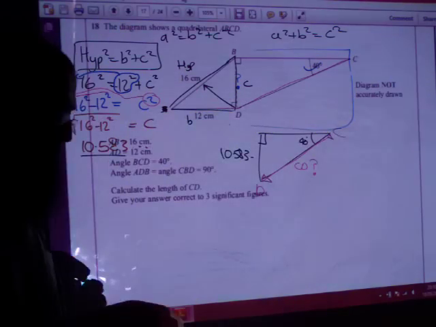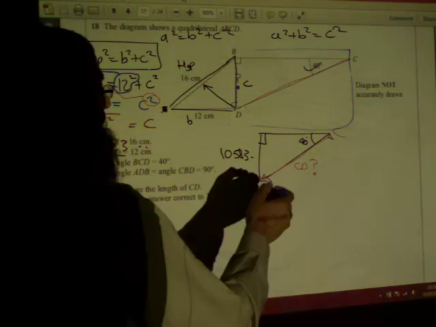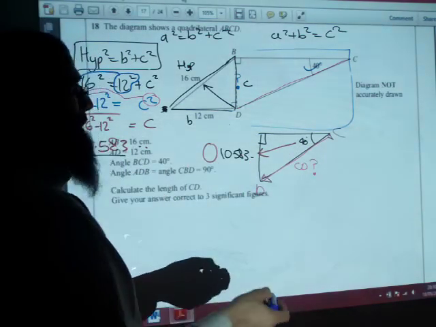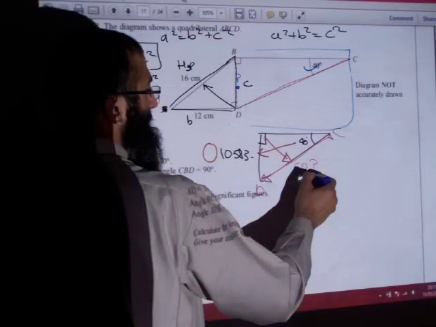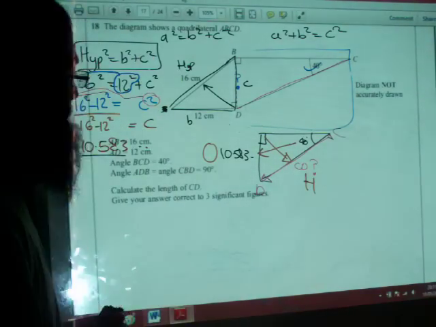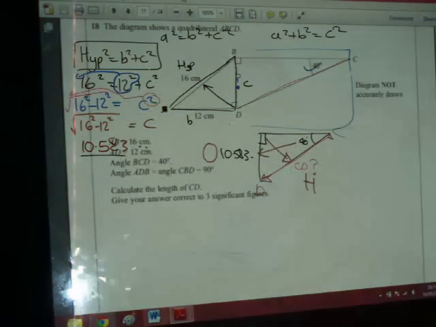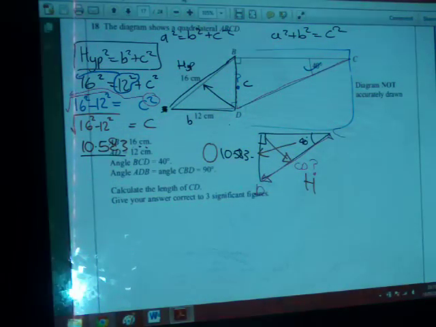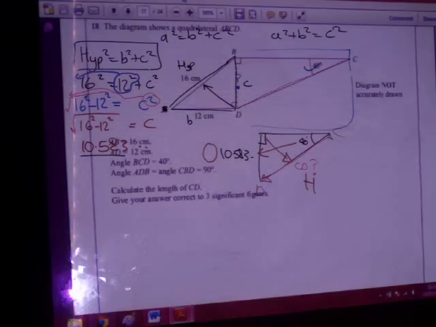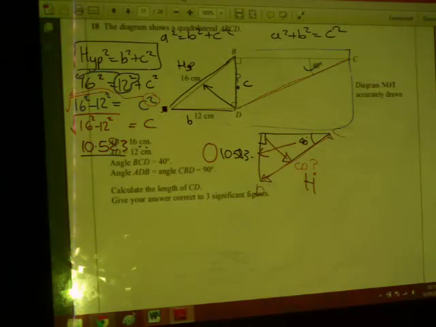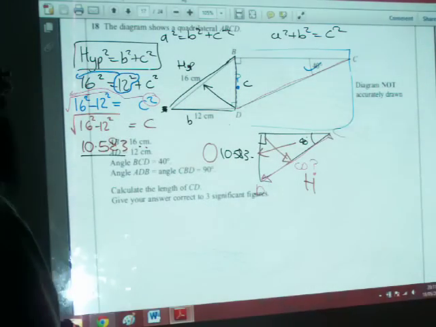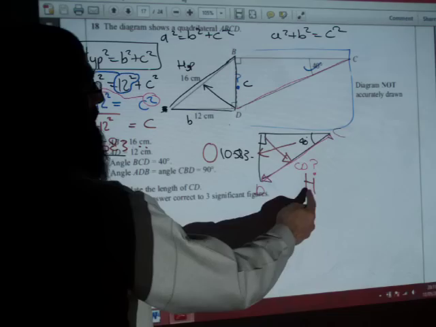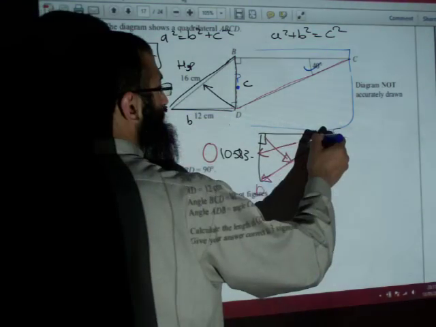The first thing that we do in this triangle, we need to label it up. Opposite the angle is the opposite. Opposite the right angle is the hypotenuse. So in this question here, we know the opposite. We don't know the hypotenuse, but we do know the angle.